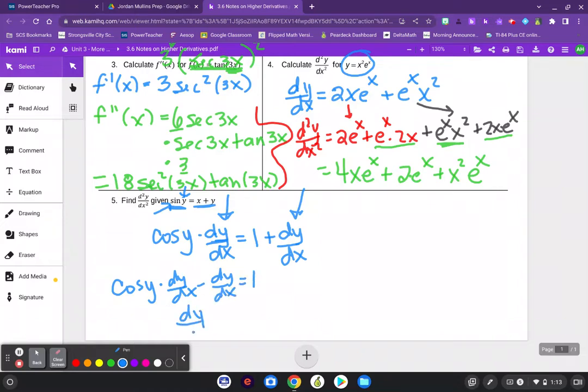And so dy/dx is equal to, if I factor that out, 1 divided by cosine of y minus 1. This is actually going to be really important here in a little bit. So I'm going to box this off. I'm actually going to box this off in red. That's how important this is.